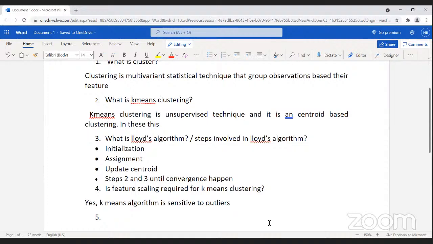Because the data set is sensitive to both the mean and the variance. Yes, it is required in the K-means algorithm. It is sensitive to outliers because the dataset is sensitive to the mean and the variance of the dataset. So feature scaling is required. Then let's go for the next question.